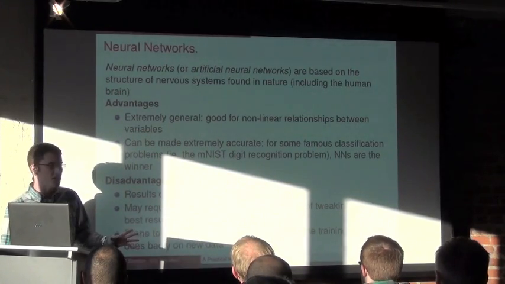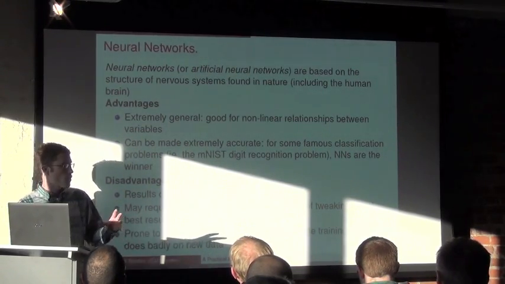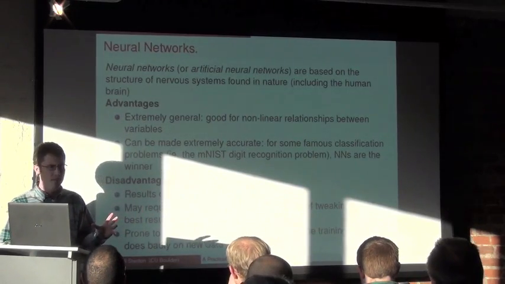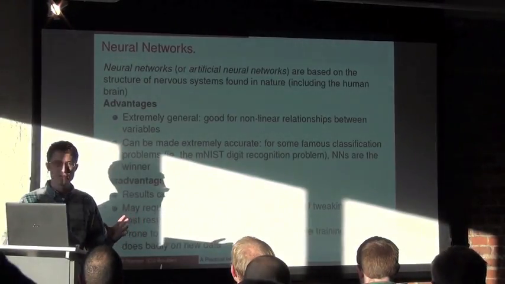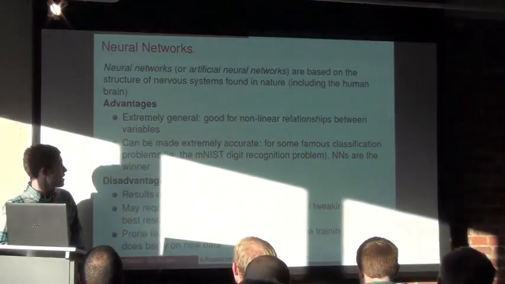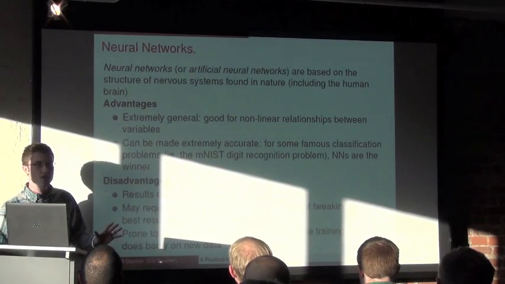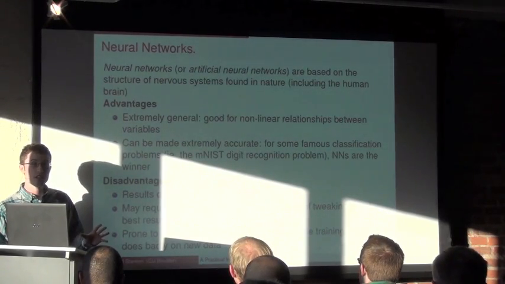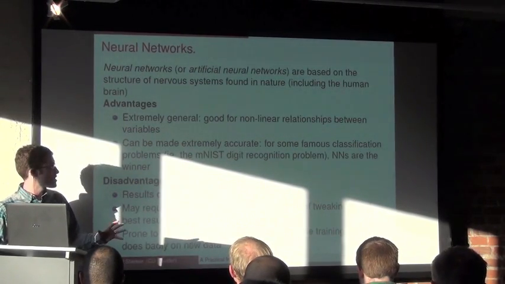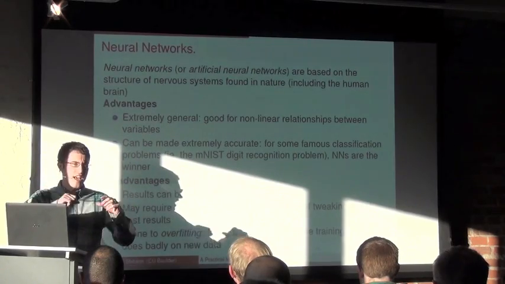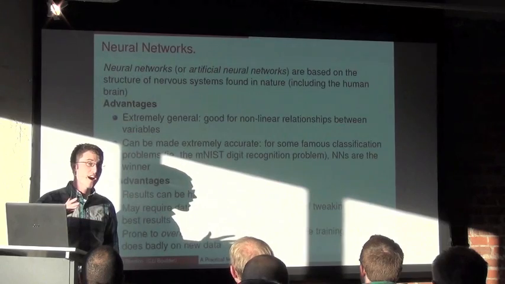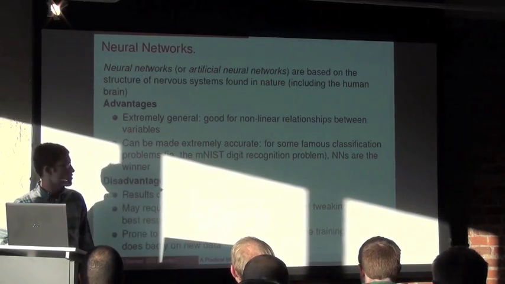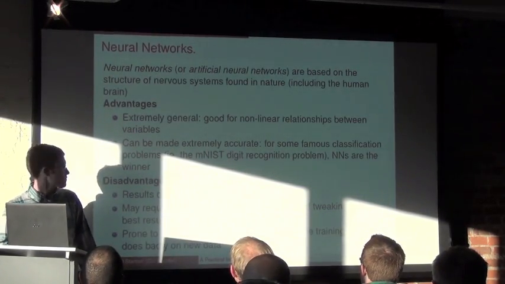So they're extremely general. They can be used for almost any kind of machine learning problem, including nonlinear problems. In fact, there are mathematical theorems that say that neural networks can be used to model essentially any kind of function that you'd run into. And they can be made extremely accurate. There's a famous machine learning problem called the MNIST problem. It's a digit recognition problem. Hundreds of different algorithms have been published or tried in the literature, and a neural network is still the winner after all this time.